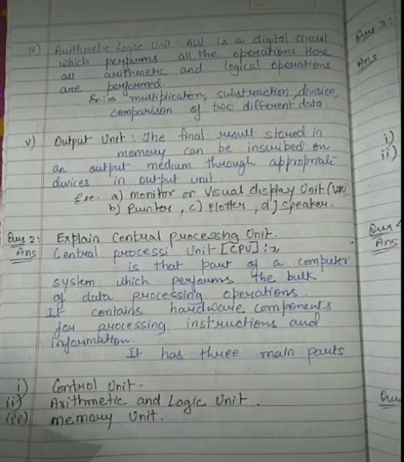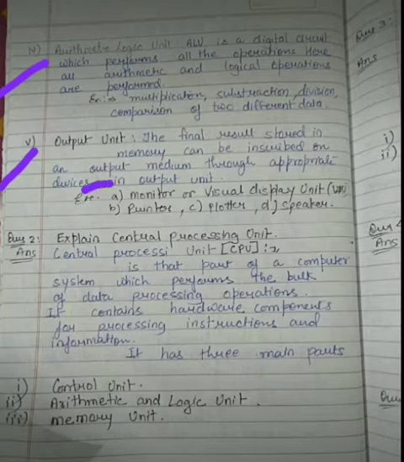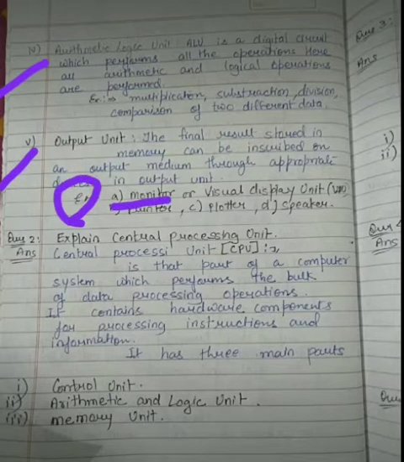Now talking about the arithmetic logic unit. Whatever the arithmetic operations are, like multiplication, subtraction, division, and also the logical operations, that is comparison of two different data, are done in the arithmetic logic unit. Now talking about the output unit. The final result stored in memory can be inscribed on an output medium. The result which we get on the output medium is the output unit, and its devices basically are the monitor, visual display unit, printer, plotter and speaker.